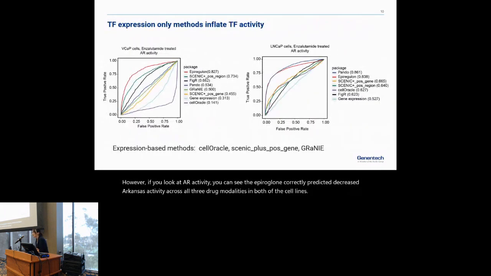Then we took this data set to benchmark all the pretty high-profile GRN inference methods, and you can see there's a range of performance. And Epiregulon is the method that's able to consistently predict a decreased AR activity across both cell lines. In fact, many of the other methods that rely only on expression even predicted the reverse trend.